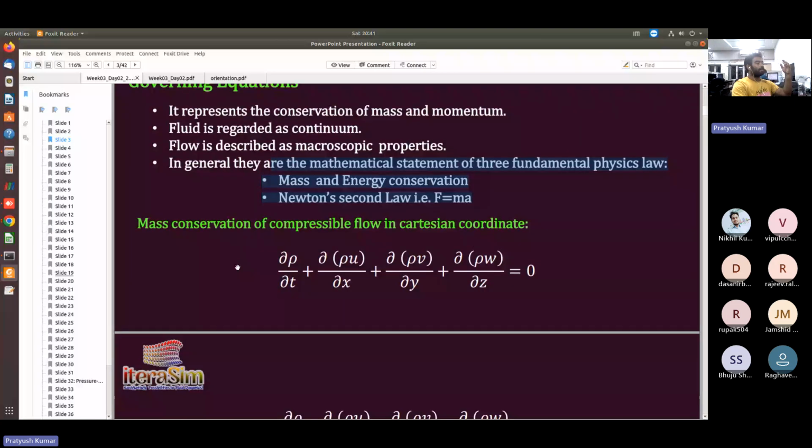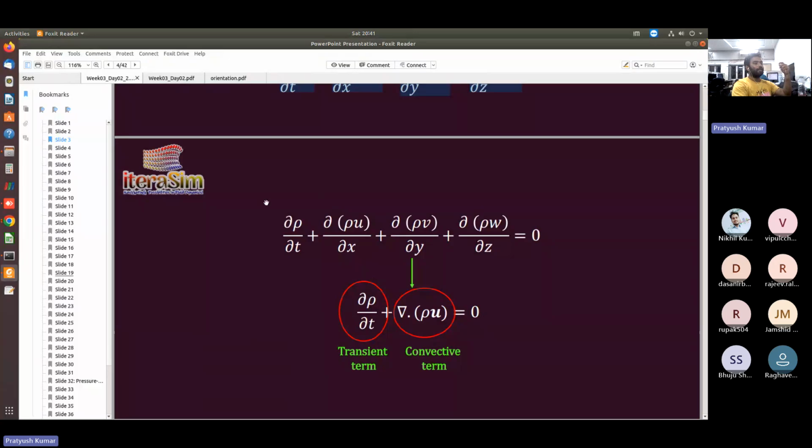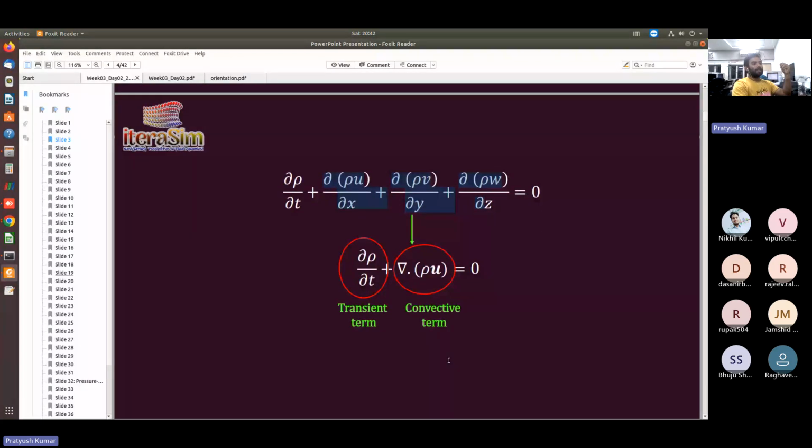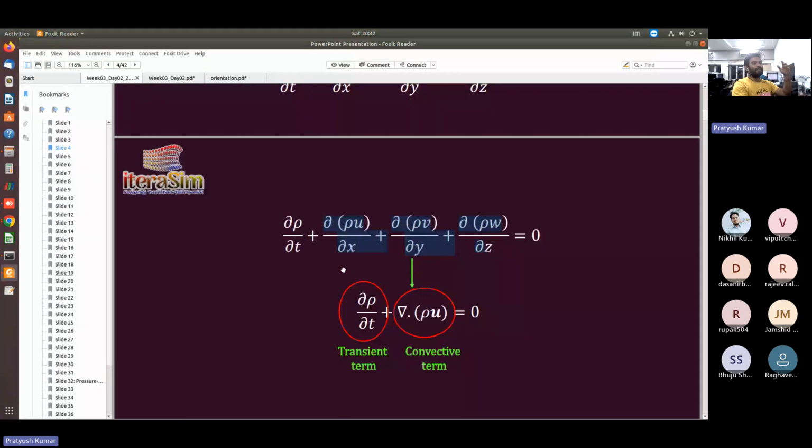Okay, so this is the general equation for the mass conservation for a compressible flow. This is the general equation in given Cartesian coordinates. Okay, now we can relate from this given equation, the conservation equation. The first term is known as the transient term, and if we use the del operator here, then we can write these three terms as del dot rho u, and this is known as the convective term.